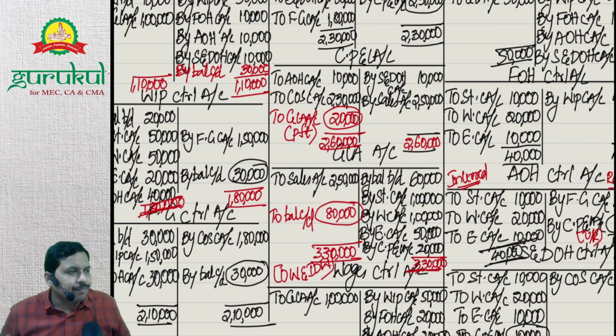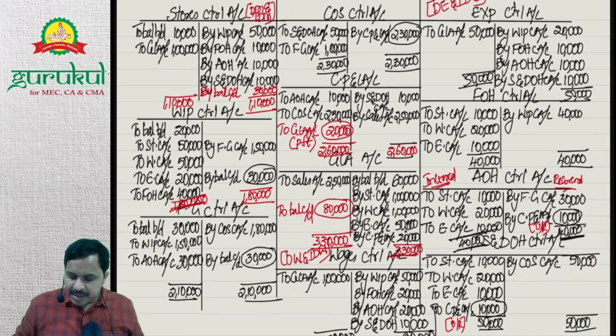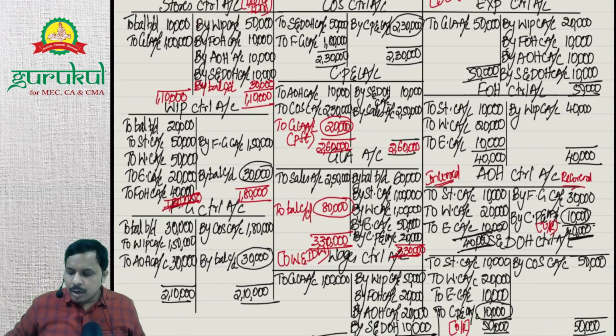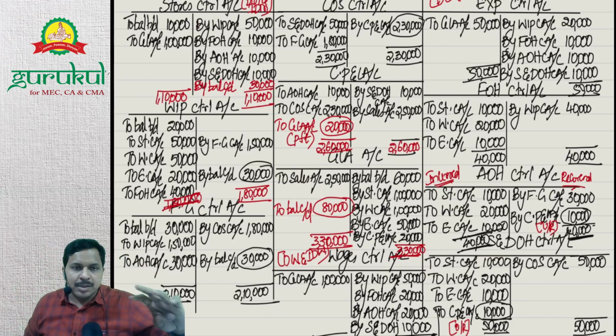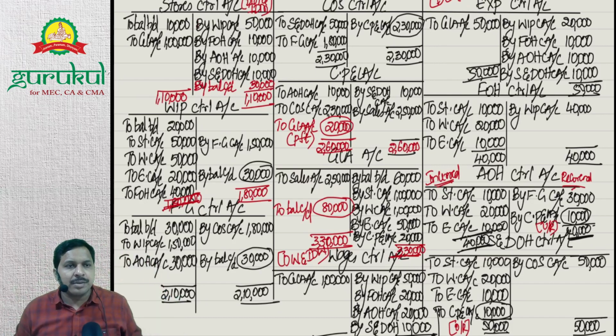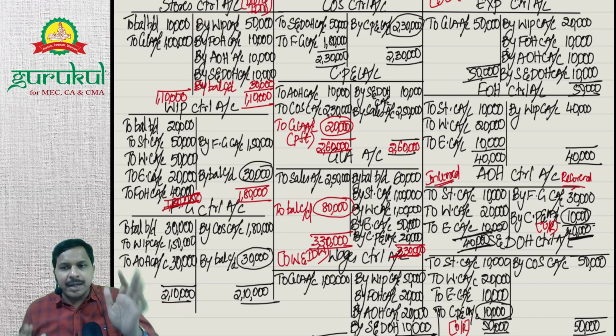GLA account. Okay. Now, these are the entries that we generally pass for a normal question. So the first set of entries: stores, work in progress, finished goods. And after that, we have stores, raw material, work in progress, raw material, wages and expenses.